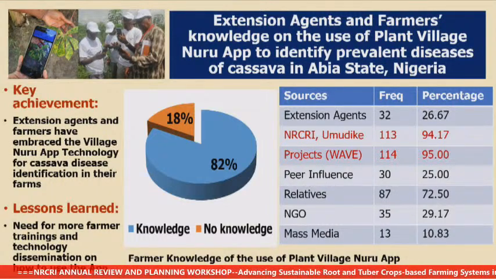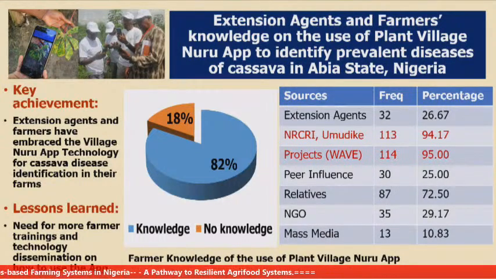So we asked them, how do you know about these cassava diseases? We found out that from the source of information, the highest number was gotten from the WAVE project here in Nrcri, and also our home institutes.